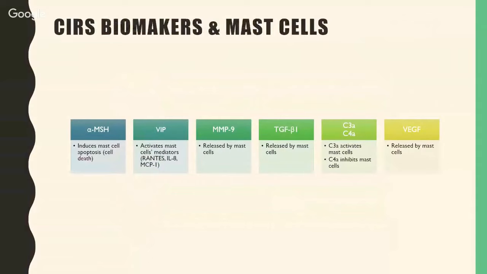Okay, so as you know, there's a whole alphabet soup that we learn when we're going through the CIRS physician training with Dr. Shoemaker. And as my poor brain at 1 a.m. at night was trying to understand what MSH and VIP and MMP9 TGF beta 1 were, it's now part of my everyday alphabet. And it's interesting to also note that there is an interaction with many of these CIRS biomarkers and mast cells. Would you like to talk a little bit around those CIRS biomarkers and how they interact with mast cells and how they may give us a clue as to what might be going on with our mast cells?